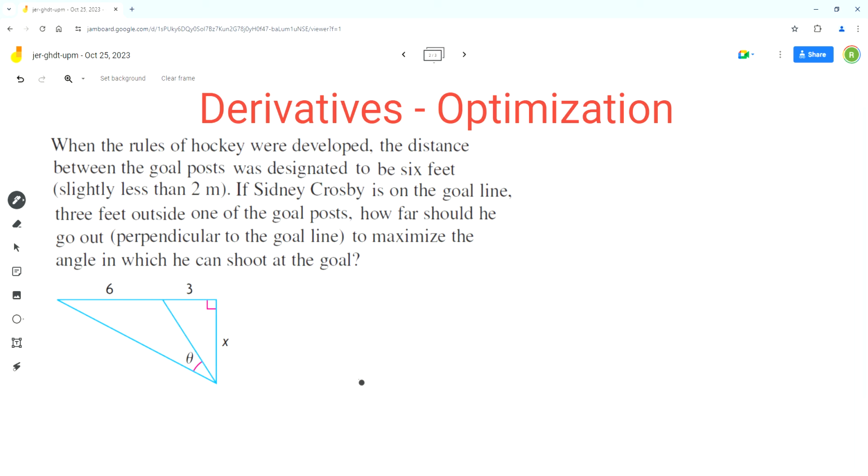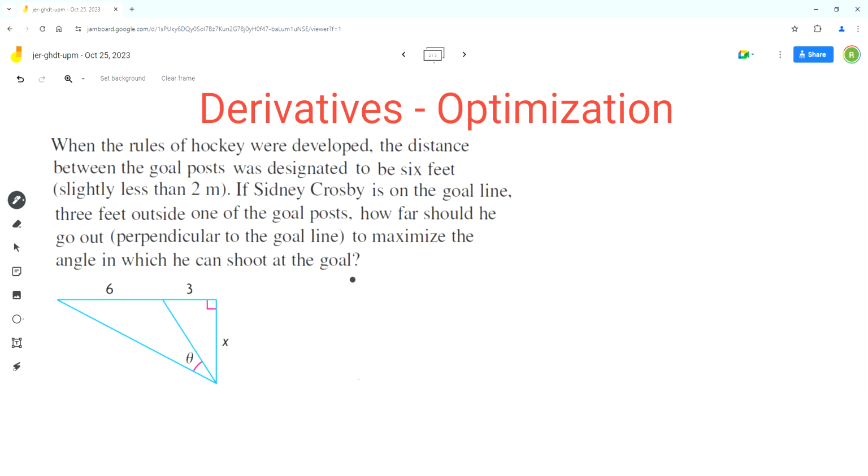So in this video, we'll solve this problem using the concepts of optimization. As per the problem, when the rules of hockey were developed, the distance between the goalposts was designated to be 6 feet, slightly less than 2 meters. If Sidney Crosby is on the goal line 3 feet outside one of the goalposts, how far should he go out perpendicular to the goal line to maximize the angle in which he can shoot at the goal?